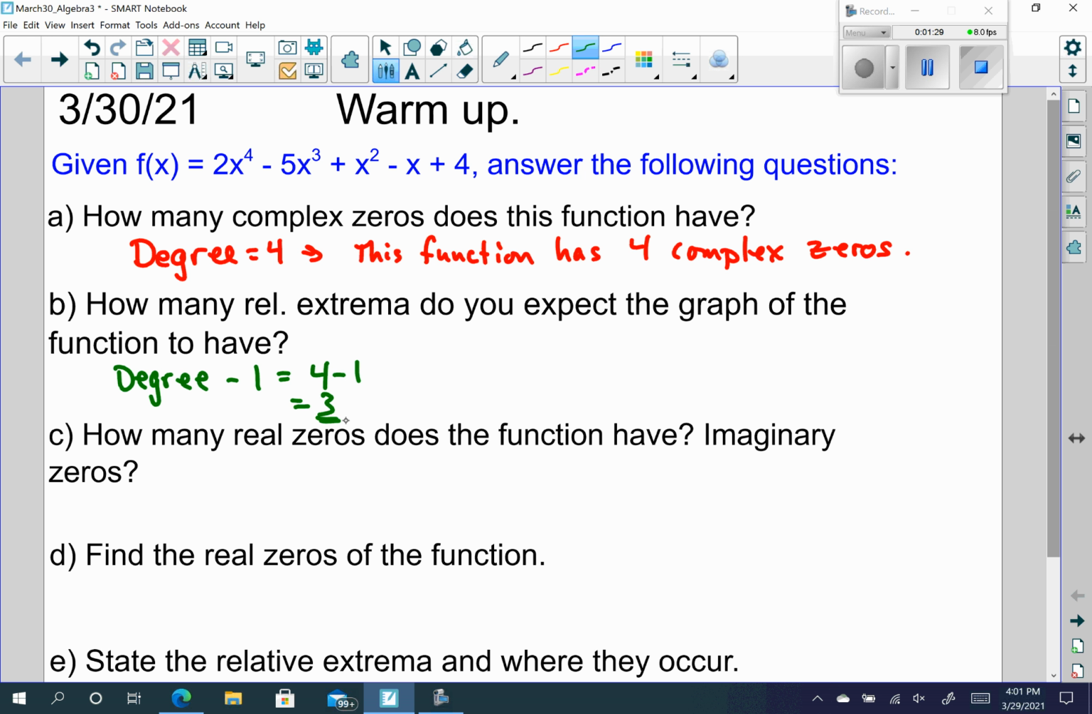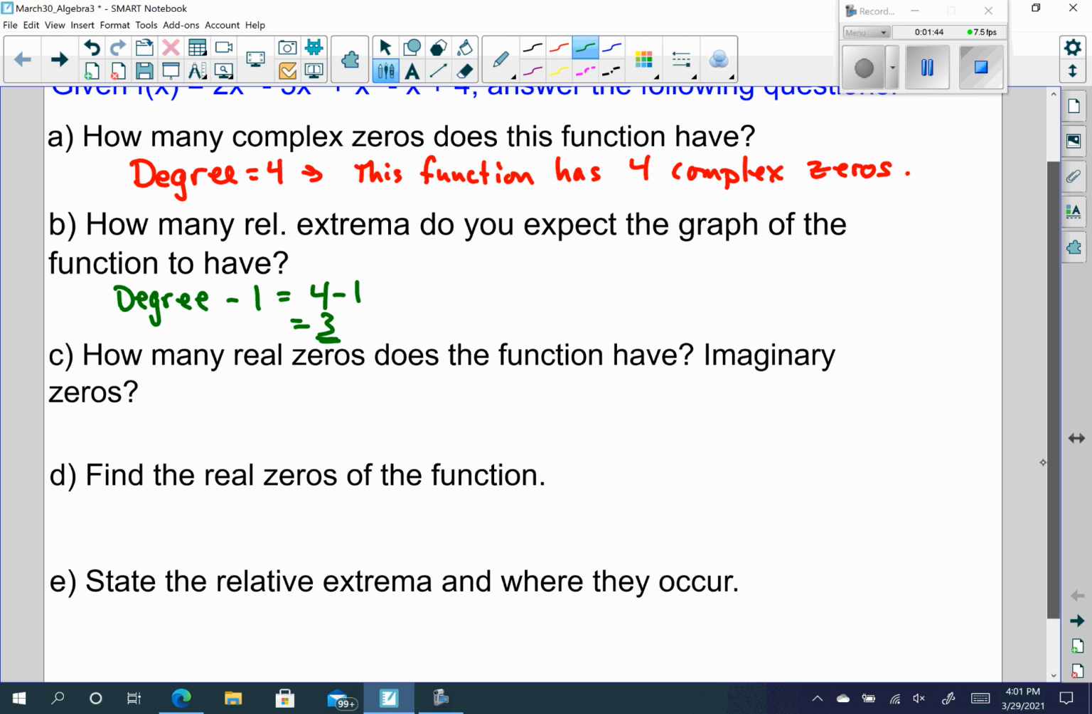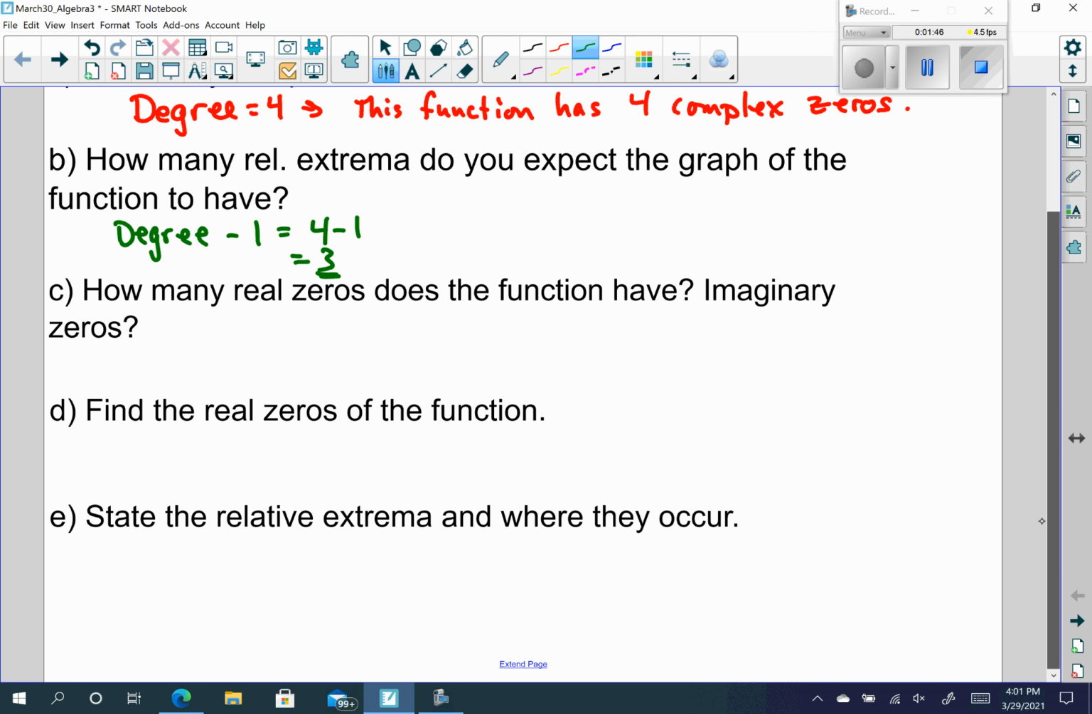So now what I want you to do is pause the video and actually go ahead and graph this on Desmos and answer the following questions. How many real zeros does the function actually have? And then use that to answer how many imaginary zeros does the function have. Part D, find the real zeros of the function. And then state the relative extrema and where they occur. Remember how to answer that. So pause the video, graph that, answer those 3 questions, and then resume playing.